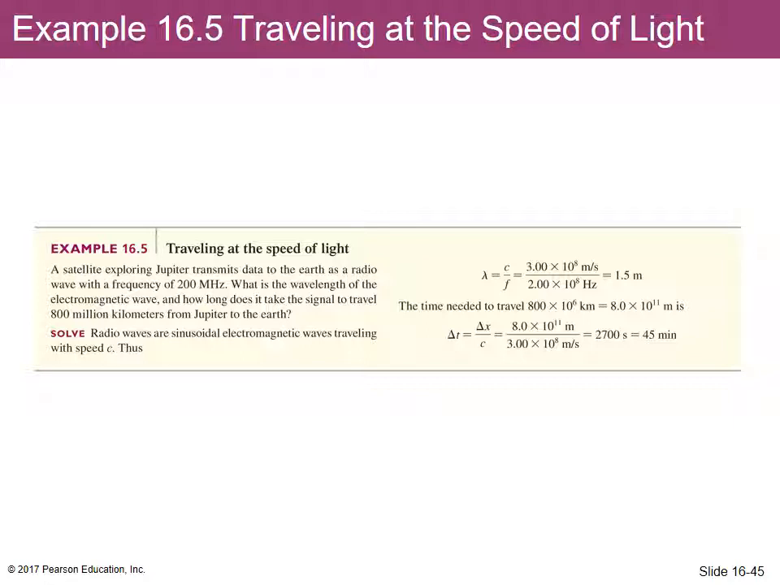This problem asks for the travel time for light traveling to Jupiter. The wave velocity is the speed of light, approximately 300 million meters per second. A 200 megahertz wave has a wavelength of about 1.5 meters. To calculate the time of travel, you need the distance to Jupiter, 800 billion meters, and divide by the speed of light, which yields about 45 minutes.